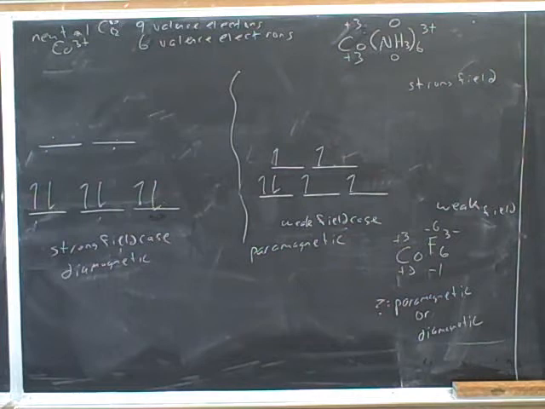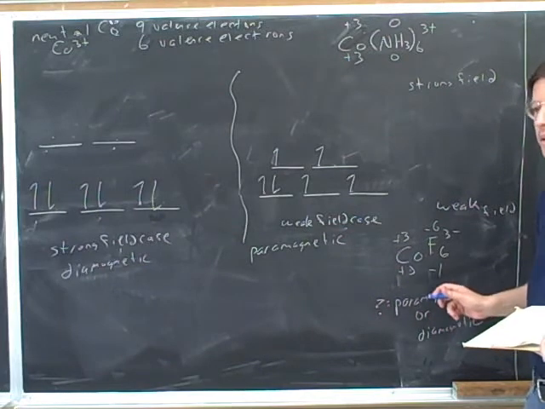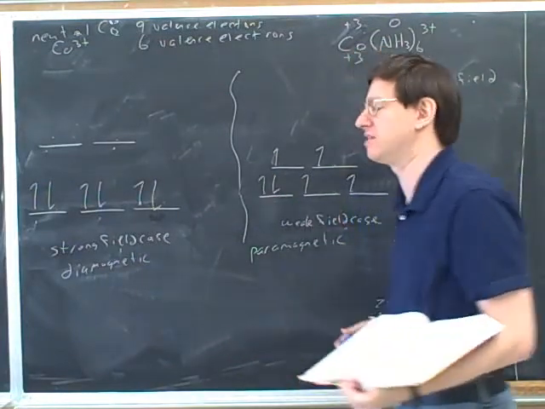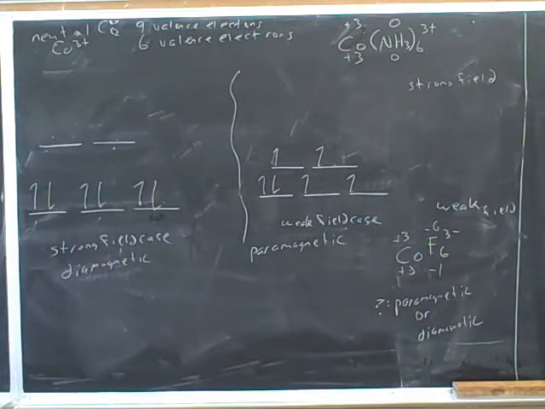So again, the problem could have been done the other way. They could have told us that this was paramagnetic and asked if it was strong field or weak field. And then we could draw both of these pictures and see that only one of them is consistent with being paramagnetic. Good. All right, well, both of you went through that fine. No mistakes, so that's good.